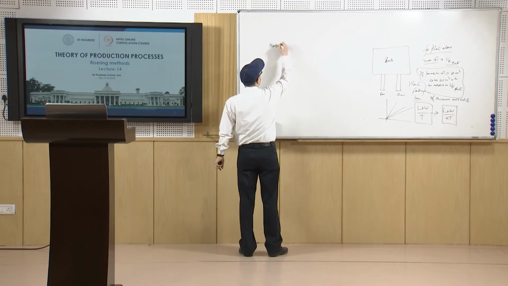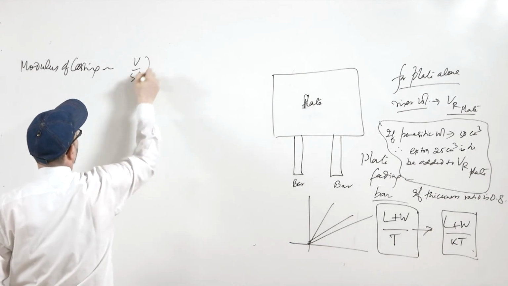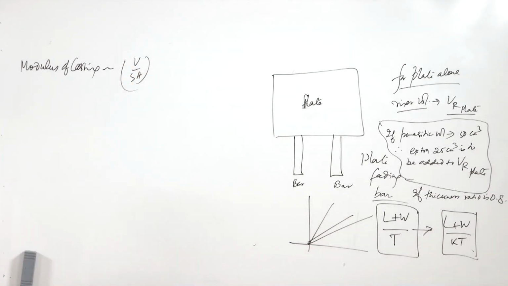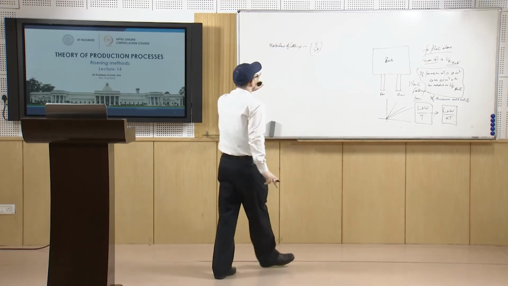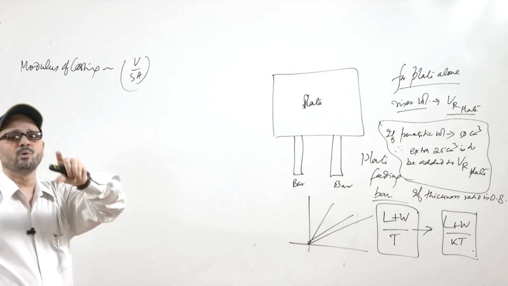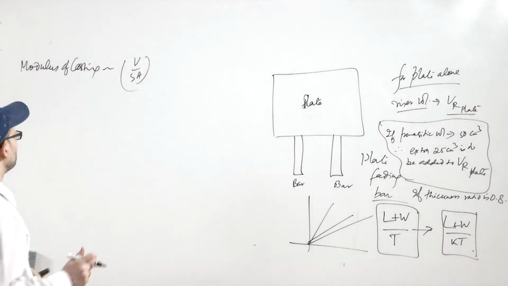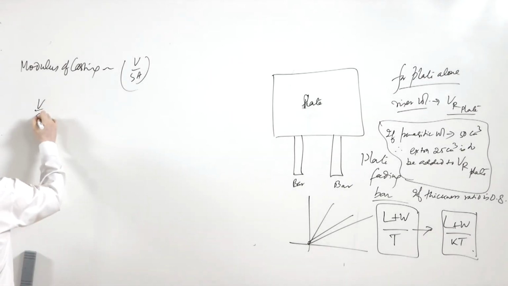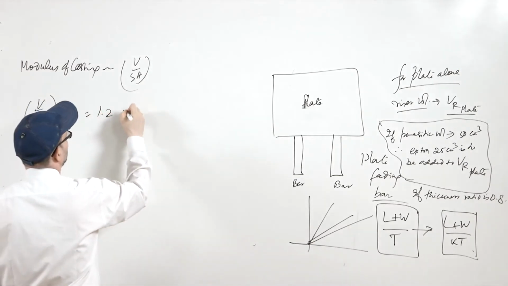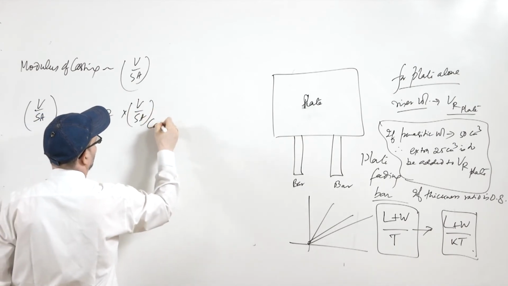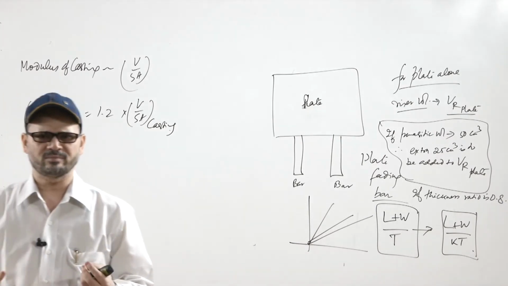So the modulus of casting is defined as V by SA, volume by cooling surface area. We discussed that the volume for a riser must be more than that of the casting. So it was seen that if V by surface area, that is the modulus of the riser, is 1.2 times V by SA of the casting, then the casting is satisfactory.